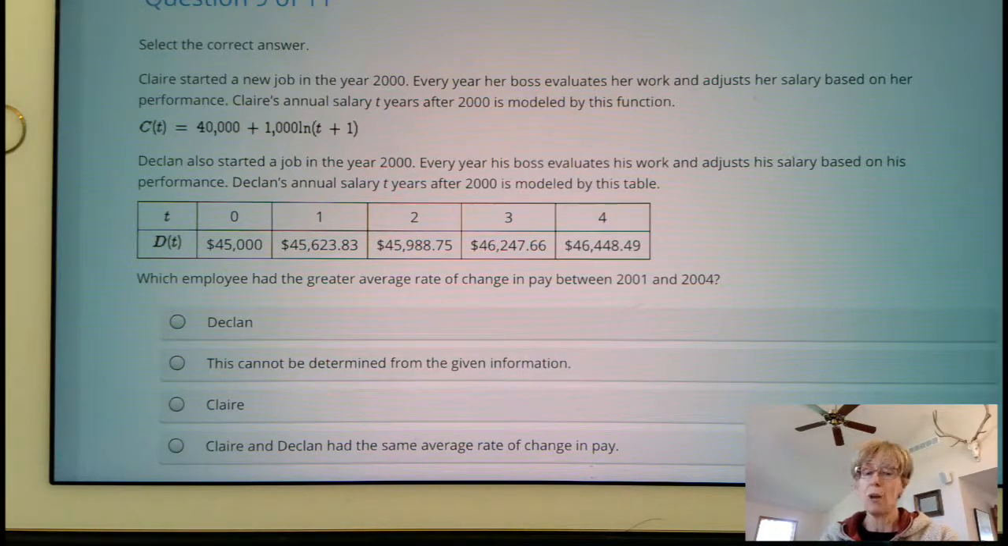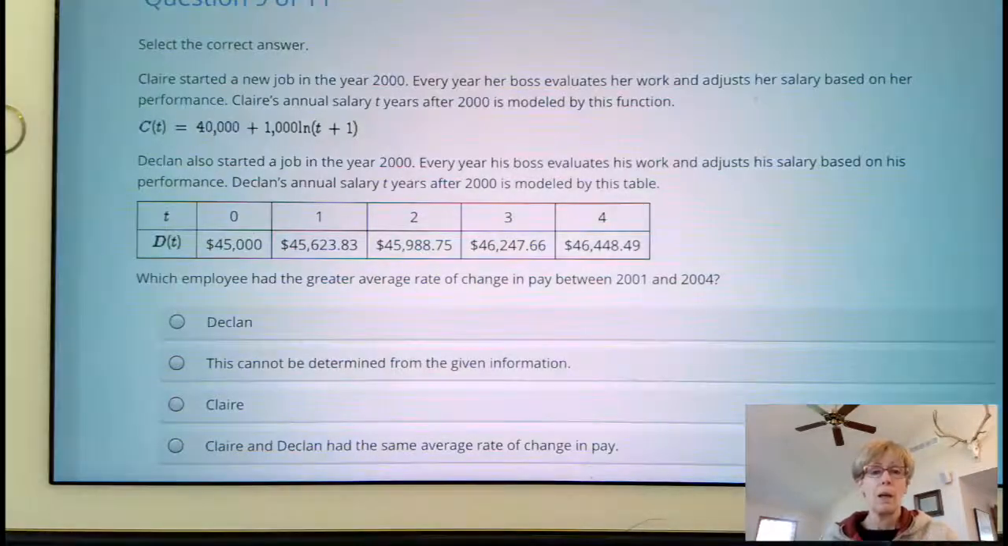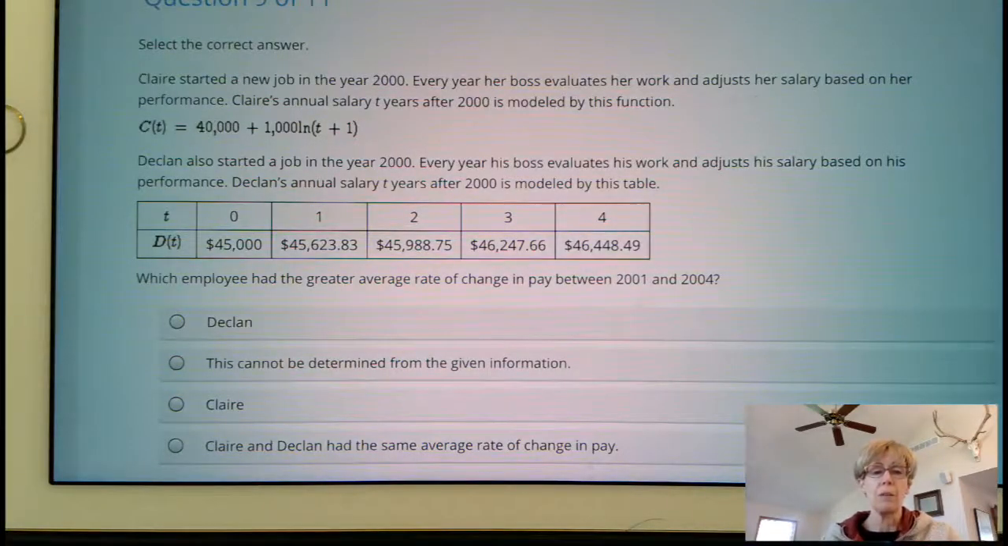Declan also started in 2000. Every year his boss evaluates his work and adjusts his salary based on his performance. Declan's annual salary, T years after 2000, is modeled by this table. The question is, which employee had a greater average rate of change in pay between 2001 and 2004?